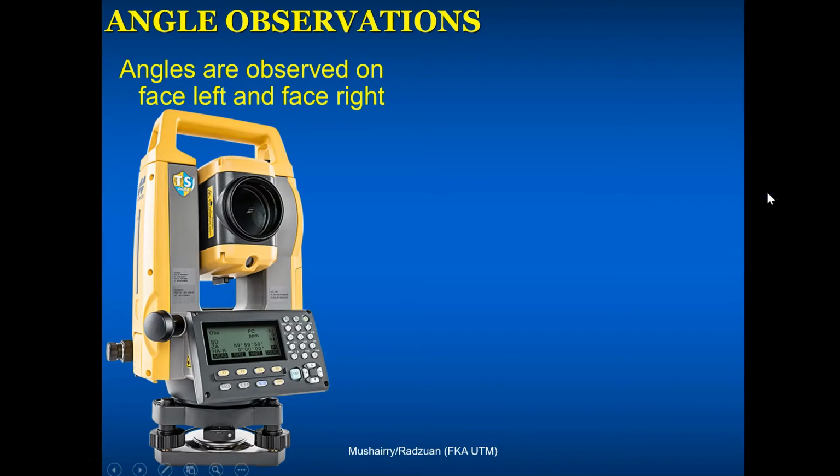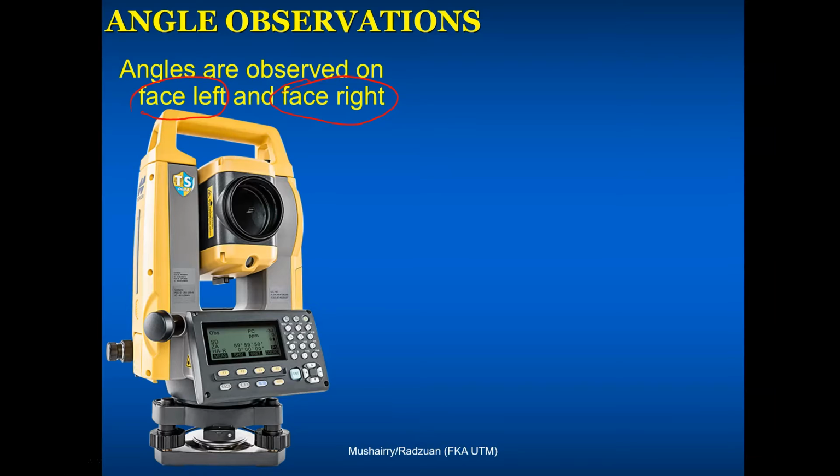Okay, talking about angle observations. When you do traversing, when you use this equipment, the total station, when we measure angles they have to be measured twice. We term that as face left and face right. So if we have equipment like that, as shown, the total station, when we measure any angle, we have to measure it twice, once in face left and once in face right.